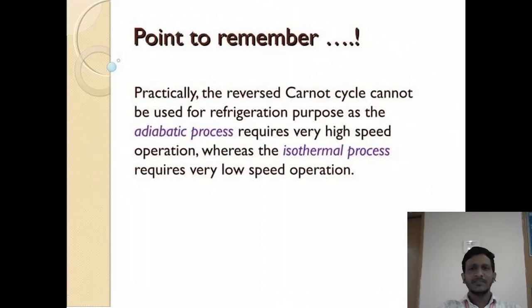Practically, the reversed Carnot cycle cannot be used for refrigeration purposes, because the adiabatic process requires very high speed operation, while the isothermal process requires very low speed operation. Practically, that is impossible.